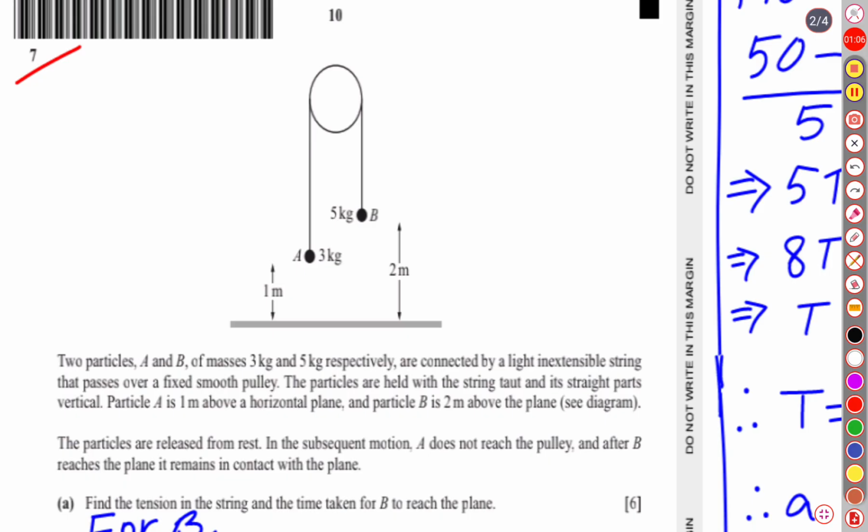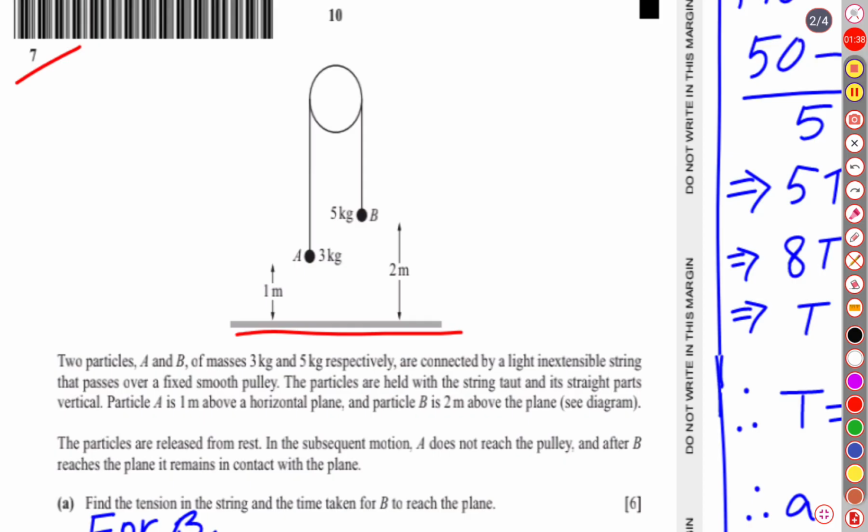See the diagram. From the diagram we can see this is the plane, and above the plane particle A is lying 1 meter above, whereas particle B is lying 2 meters above. The particles are released from rest. In the subsequent motion, A does not reach the pulley, and after B reaches the plane, it remains in contact with the plane. That means whenever B comes down on the plane, there is no more force active.